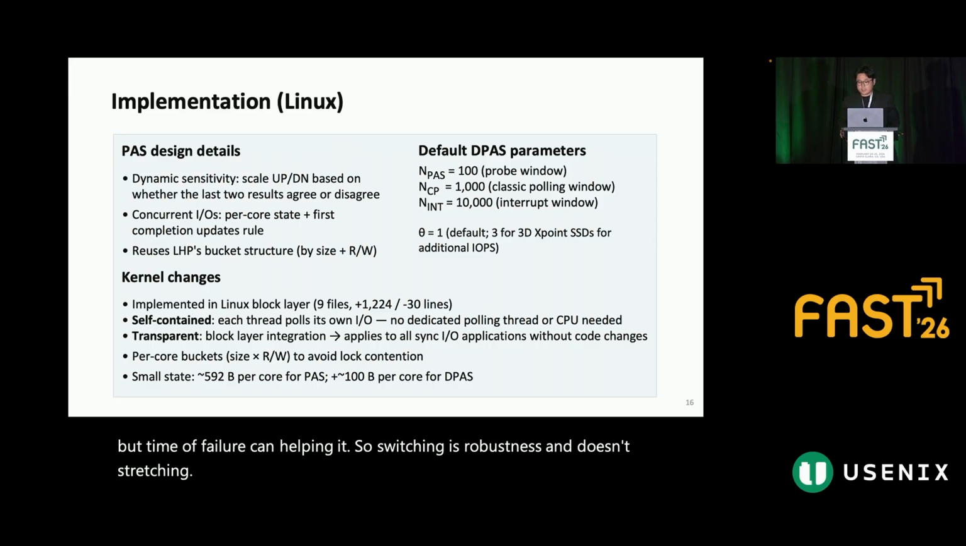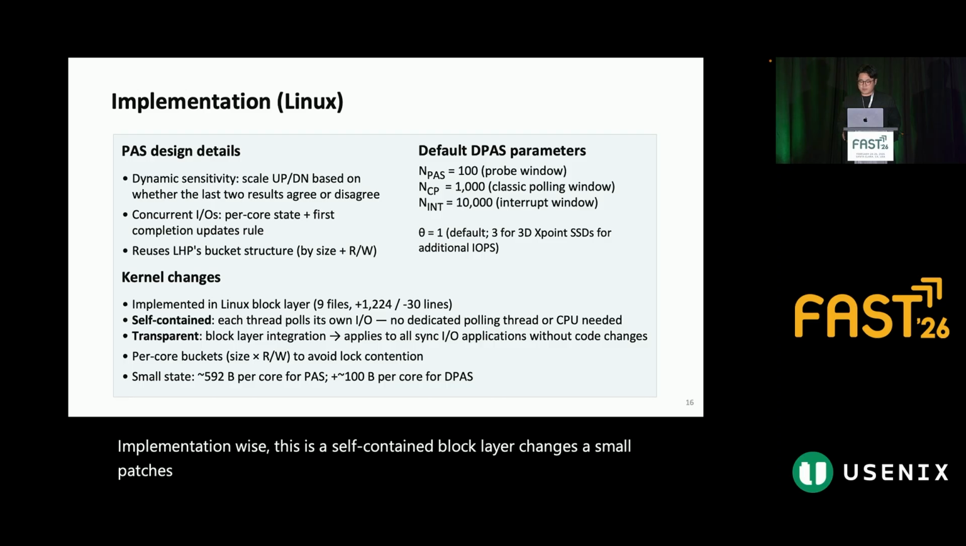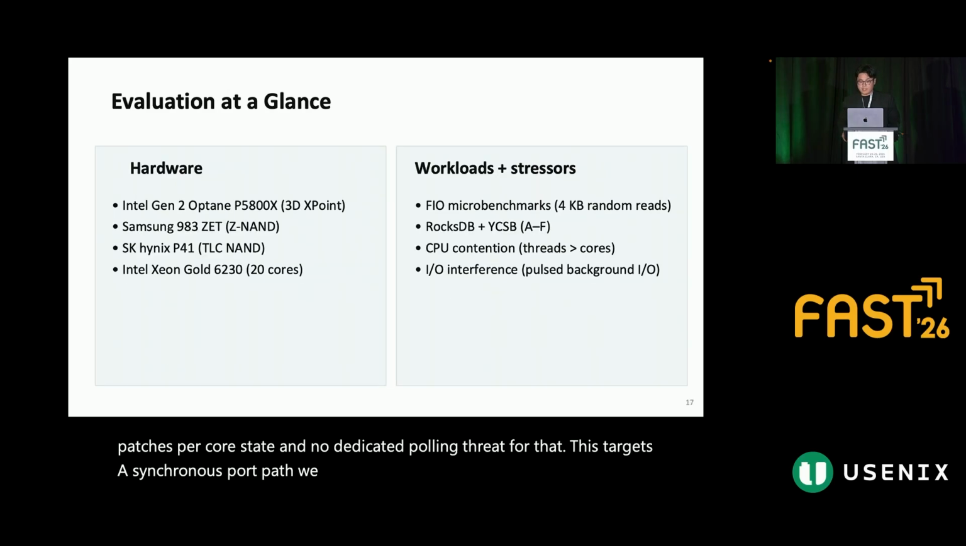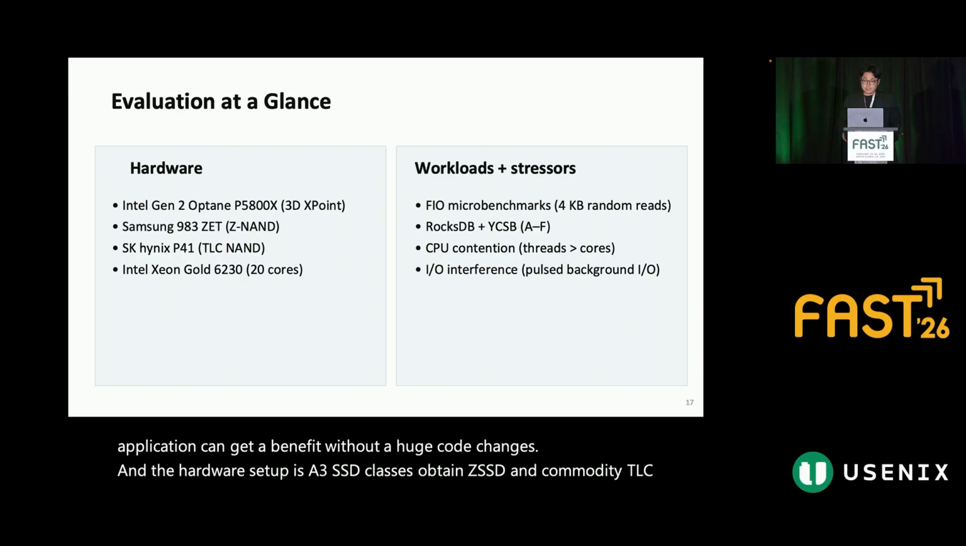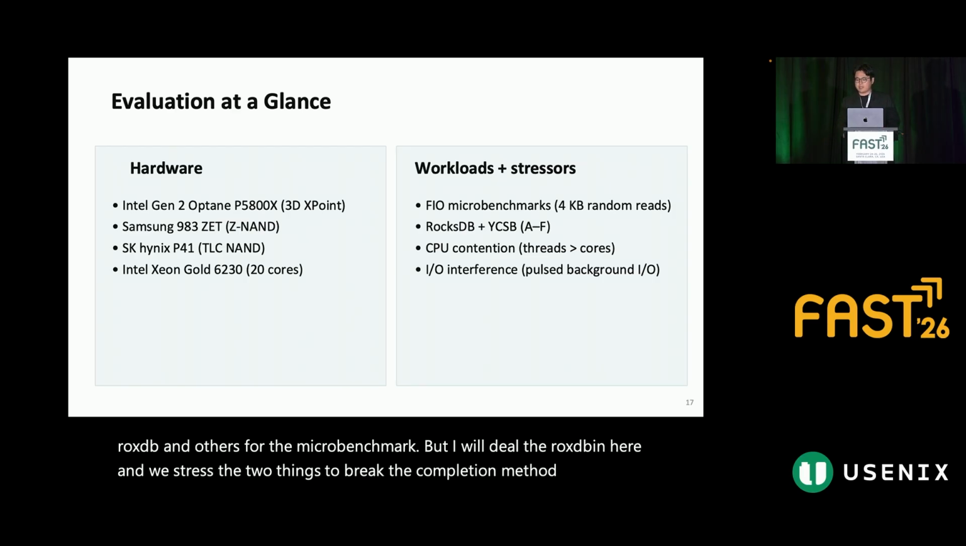Implementation-wise, this is a self-contained block layer change, with small patches per core state, and no dedicated polling thread. This targets the synchronous I/O path. We're using FIO and RocksDB through the syscall, so applications can benefit without huge code changes. The hardware setup is 3 SSD classes, Optane, Z-SSD, and consumer TLC drives, on a 20-core machine. We use FIO for microbenchmarks and RocksDB and others for macrobenchmarks, but I will cover RocksDB here. And we stress 2 things that break completion methods in practice: CPU contention and dynamic I/O interference.